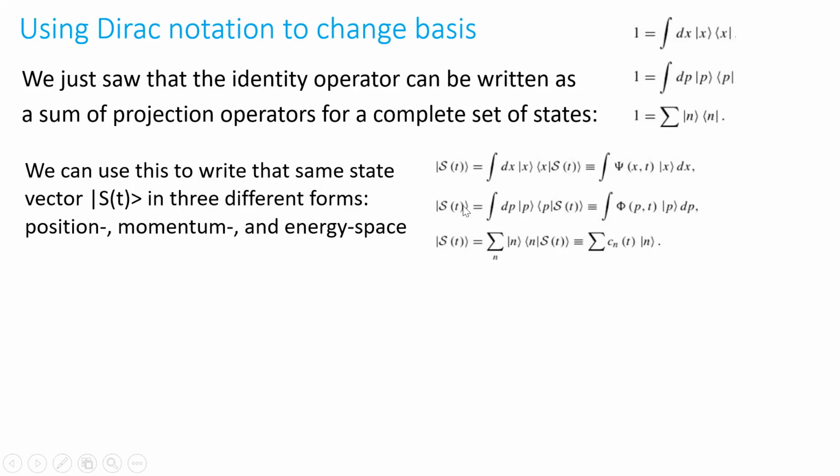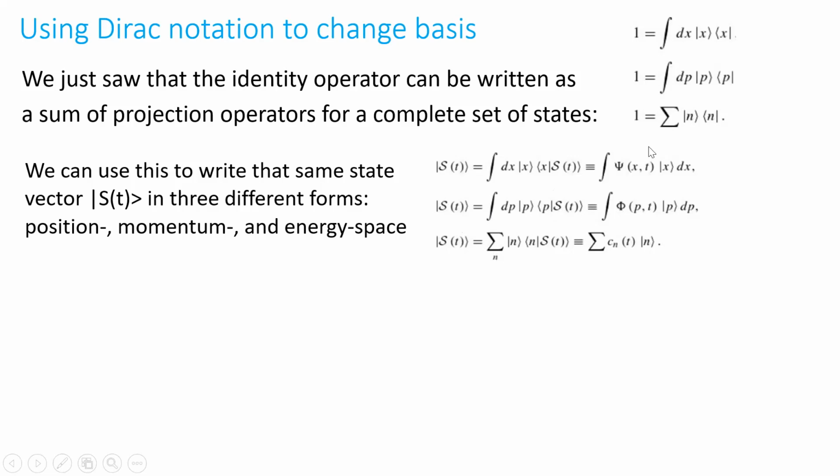We can do the same thing for momentum because the integral of dp of ket p bra p is equal to 1. So we just insert that here. But we saw earlier in this video that S of t inner product with p is the momentum space wave function. So we have the integral of phi p of t, ket p, dp. That's another way to represent this wave function.